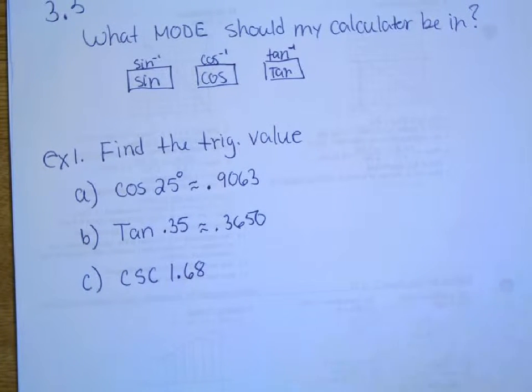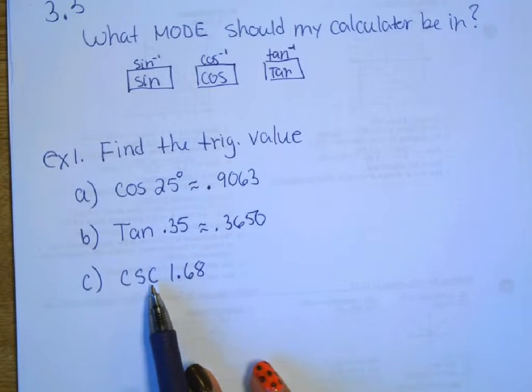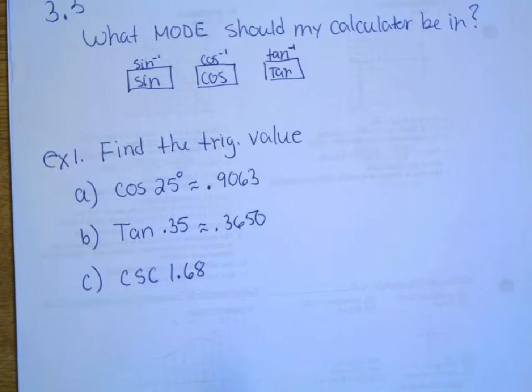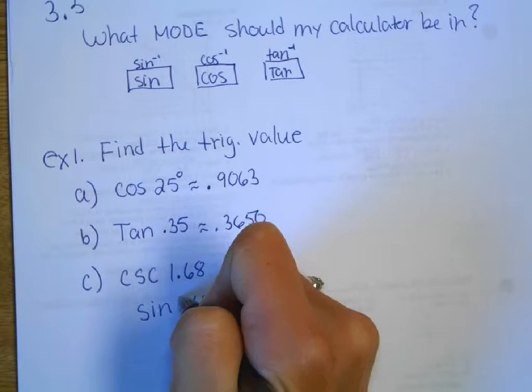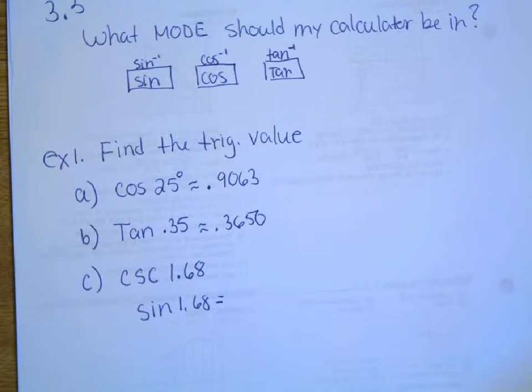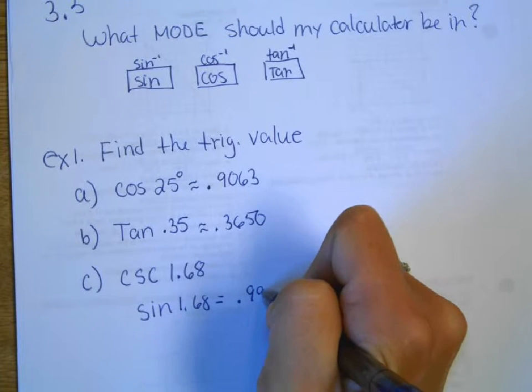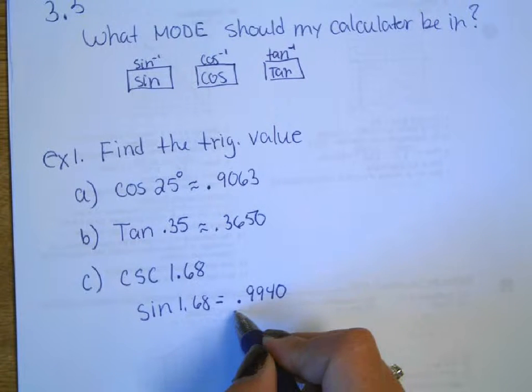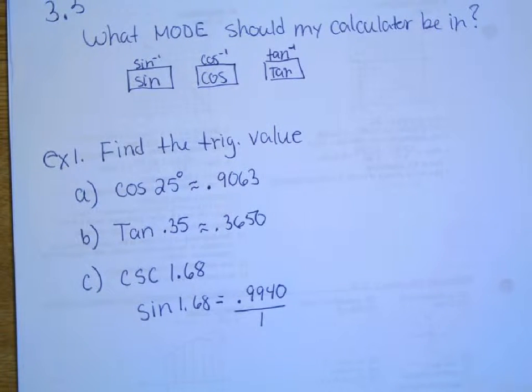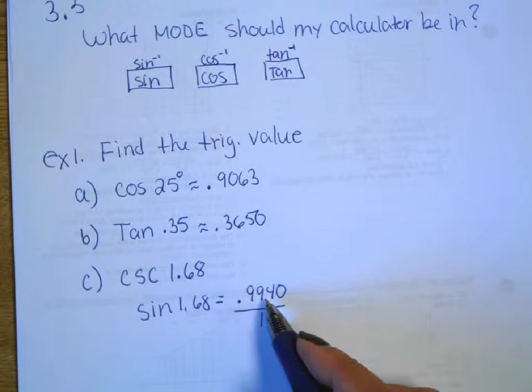How do we do a cosecant ratio? Let's do it in 2 steps, not 1 step, because I think people get the 2 things messed up. How did we get a cosecant ratio? What ratio do I need first? Sine. So let's do the sine of 1.68 first. What is the sine of 1.68? 0.9940. Is she correct? Yeah. So we can think of that as being over 1. So how do I get the cosecant ratio then? Flip it over: 1 divided by that answer.